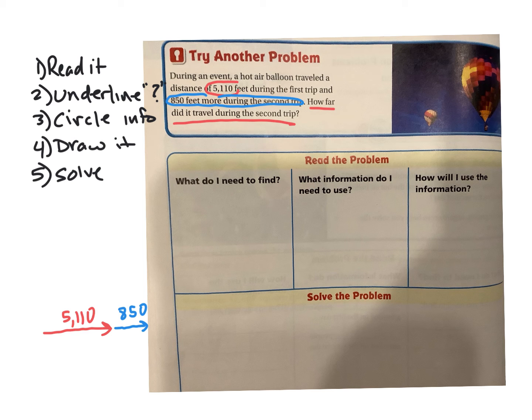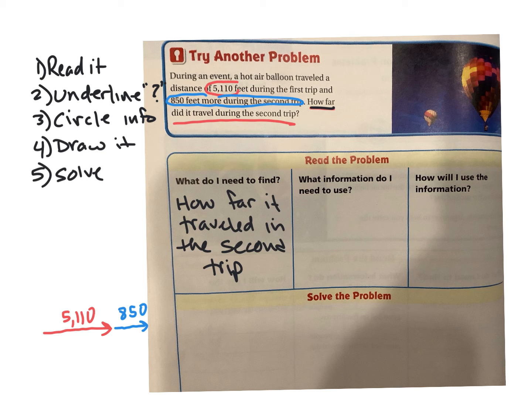Let's do their steps in case you like these steps better. What do I need to find? That's what I underlined. How far did it travel in the second trip? What information do I need? I need to know that the first trip was 5,110 feet and the second trip was that plus an additional 850 feet. How will I use that information? We did the picture over here, and when we laid it out, it was the 5,110 and the additional 850. We'll add those numbers together, and let's go ahead and do the addition.